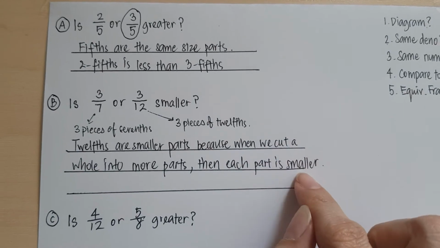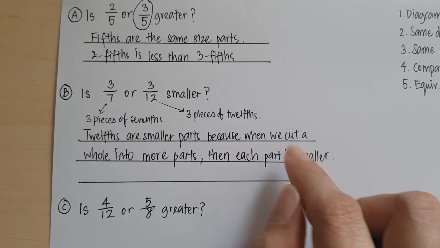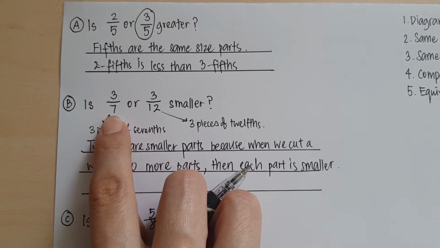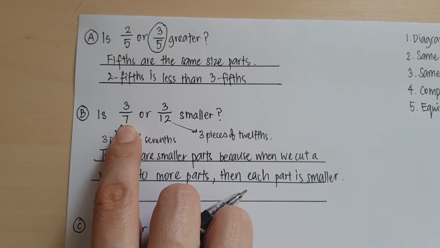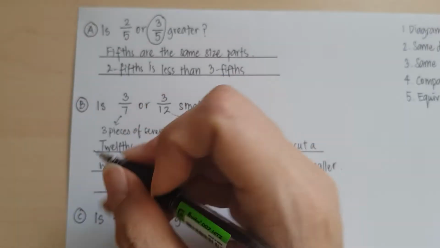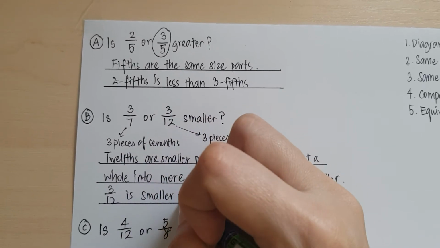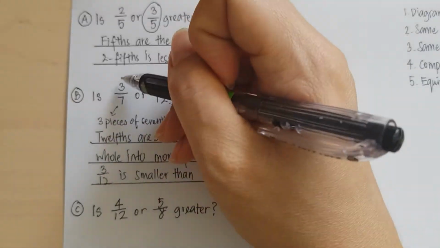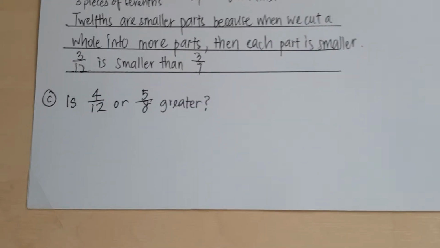Yeah? For example, if you're sharing a pizza with more people, you're going to be able to eat less. But if you have fewer friends and you have to cut your pizza only into 7 pieces, then everyone's going to get a bigger piece of pizza, yeah? So 12ths are smaller than 7ths. So if I have 3 smaller parts versus 3 bigger parts, obviously 3 smaller parts is smaller than 3 sevenths. Because the question is asking me which is smaller, I'm going to circle this one. It is smaller. And let's move on to the next one.